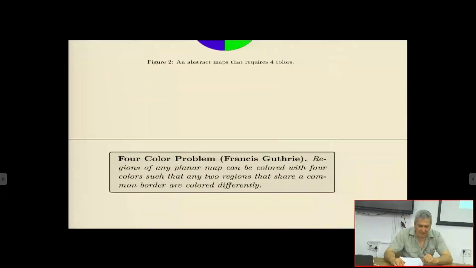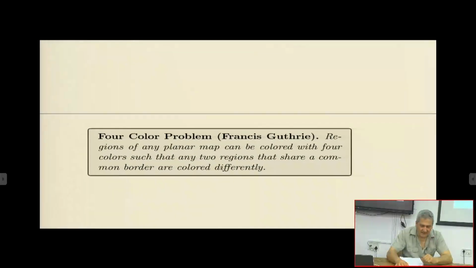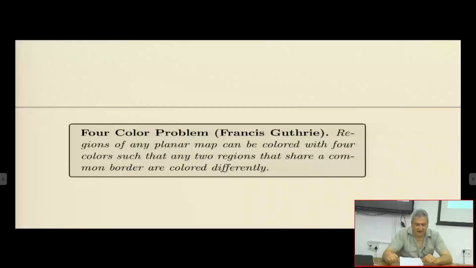So he started believing that the regions of any planar map, so you take a planar map, any can be colored with 4 colors such that any 2 regions that share a common border get different colors. It's not enough to share a vertex; a common border of positive length. It can be very small, epsilon, but positive length.